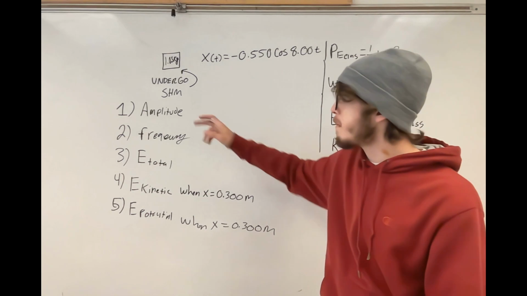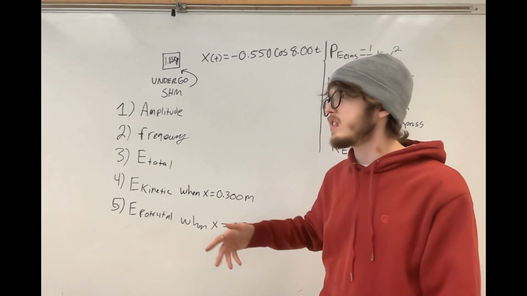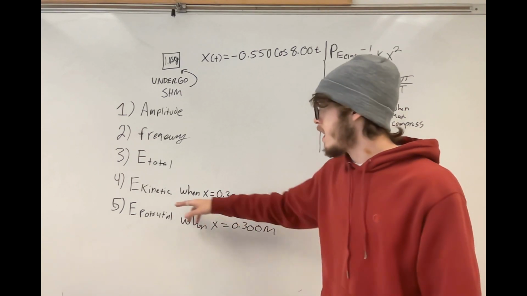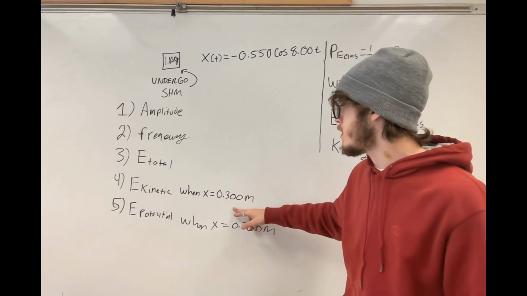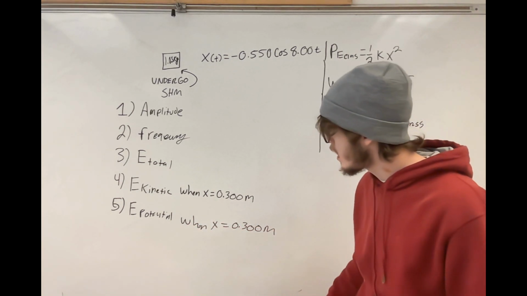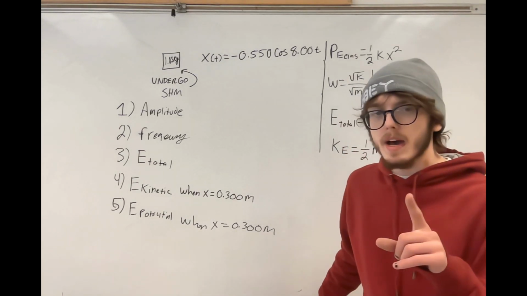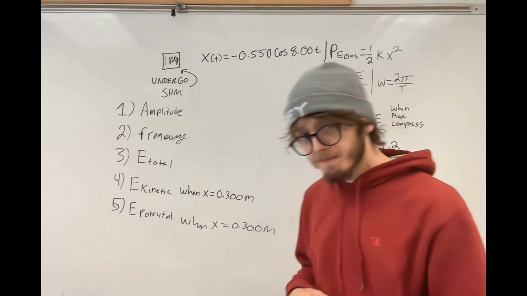We're asked, what is the amplitude? What is the frequency? What is the total energy of the system as it's oscillating? And what is the kinetic energy when we compress the spring to 0.300 meters? And what is the potential energy when we compress it to that same amount, or when it's passing through x equals 0.3?